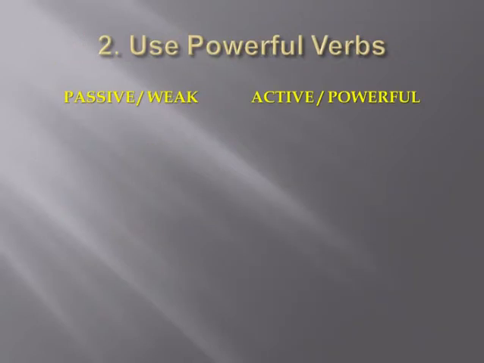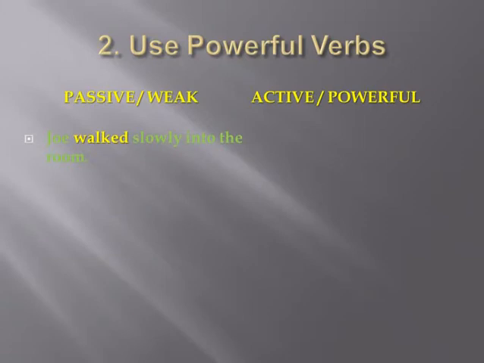Point number 2. Use active and powerful verbs. Active verbs are the key to vivid writing and, ironically, to uncluttered prose. The very choice of active verbs helps you to minimize the use of clutter words. Consider these 2 paragraphs which describe the same scene. I'm going to start with a couple of sentences here and compare them.